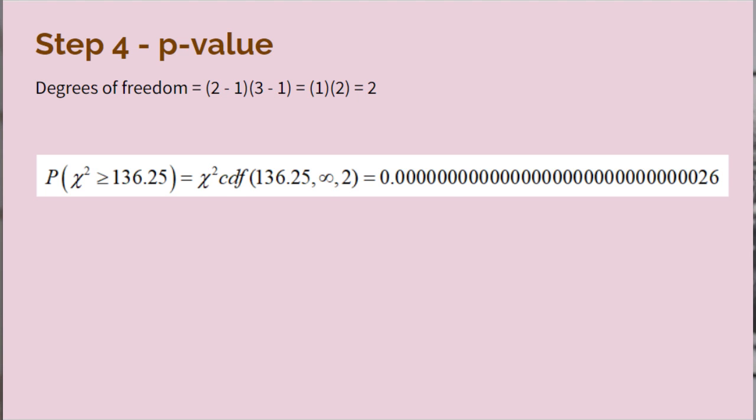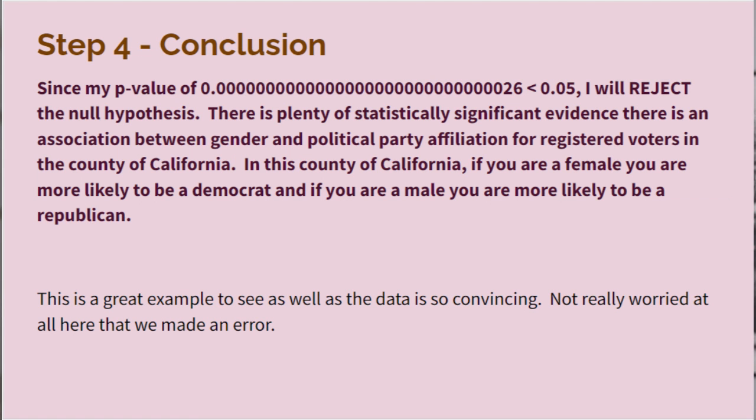So now it's time to make my conclusion. I'm pretty confident in making this conclusion since my p-value is so far below my significance level of 0.05. So I will reject the null hypothesis. There is plenty of statistically significant evidence that there is an association between gender and political party affiliation for registered voters in this county of California.